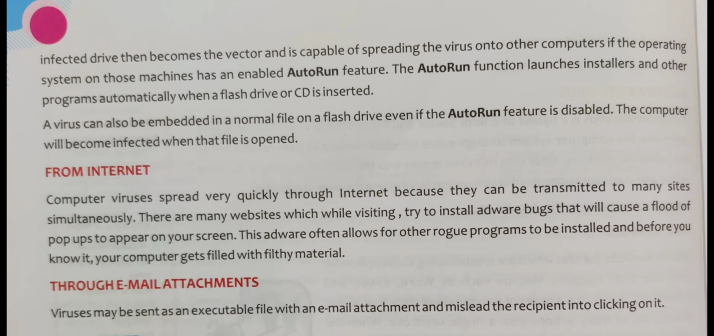The second is from the internet. We get viruses from the internet also. Let's read how we get a virus. Computer viruses spread very quickly through the internet because they can be transmitted from one site to another and to another, so they can be transferred to many sites simultaneously.